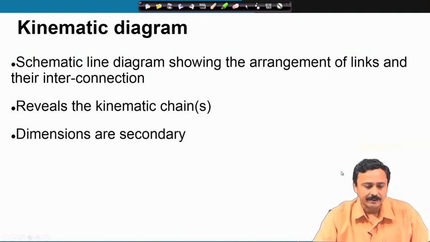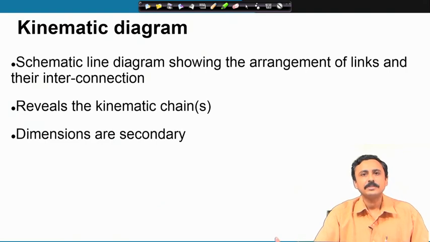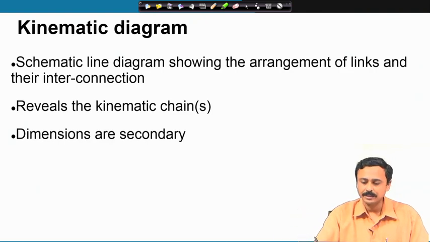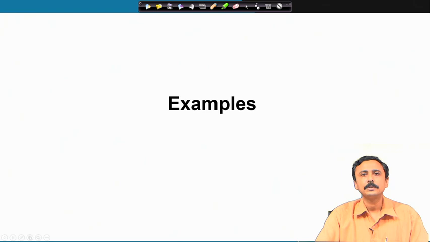In a kinematic diagram, the dimensions are secondary. So, we are not going to worry about dimensions. We only want to understand the chains that are present in a kinematic diagram. Let us start with some examples.